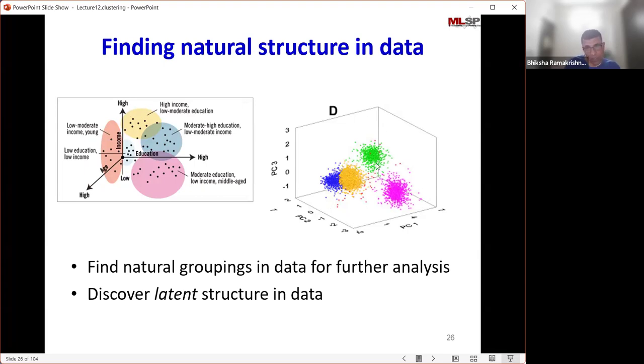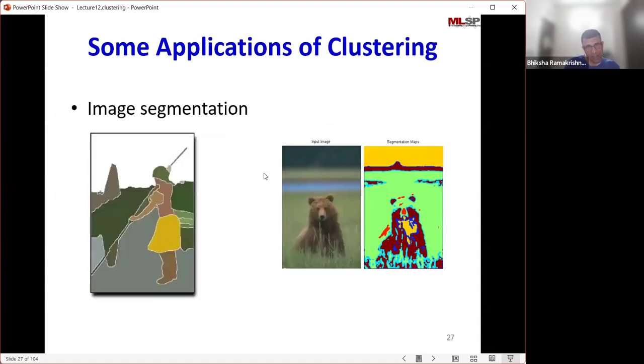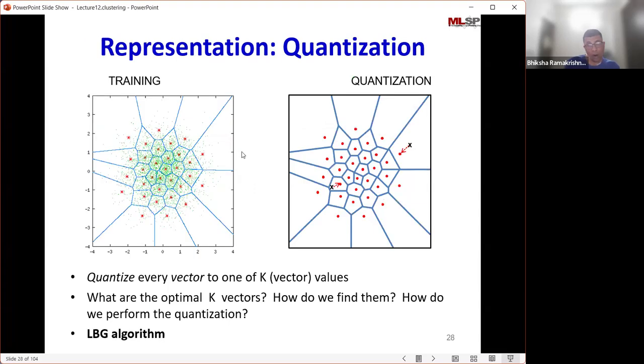What they're really trying to do is to find natural groupings of the population. Here, for example, they ran clusters based on a representation based on age, income, and education, and they find different kinds of clusters. So this is discovering latent structure in the data. But then you can also discover semantic structure, like in this example over here. Or you can use this for quantization.